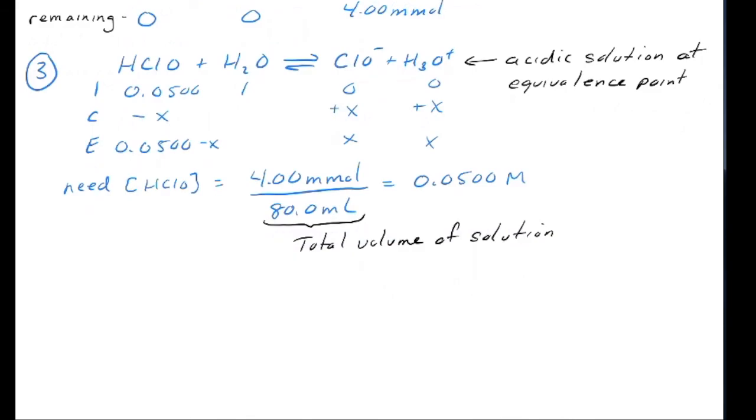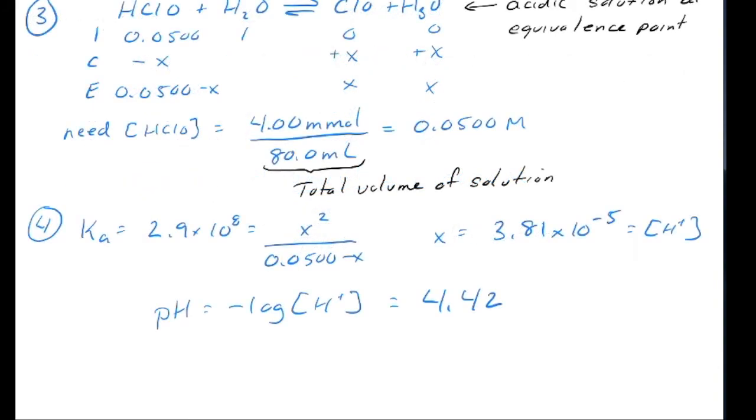So now we can fill out the ice table since we know the concentration. And remember, since water is a pure liquid, we don't need to put a concentration in for water. After we fill out the ice table, we continue as normal, using the equilibrium expression to determine the amount of H plus. We're given a Ka in the question, 2.9 times 10 to the minus 8, and that's going to equal x squared over 0.05 minus x. And as usual, since the Ka is small, we can ignore that x.